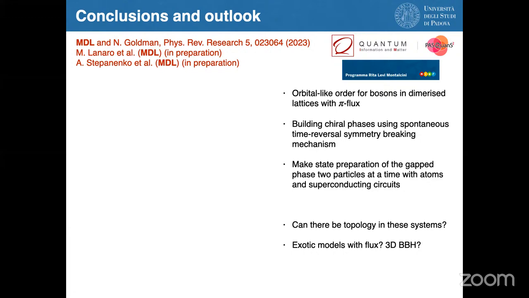And if there is topology, there is a reason for topology, but I don't have the time to tell you right now. And also other exotic models like the 3D BBH model. So the same construction, but in 3D, which has some interesting features because the degenerate manifold is different than 2D. So there is more degeneracy, so more interaction channels. So you could get a higher spin model here.